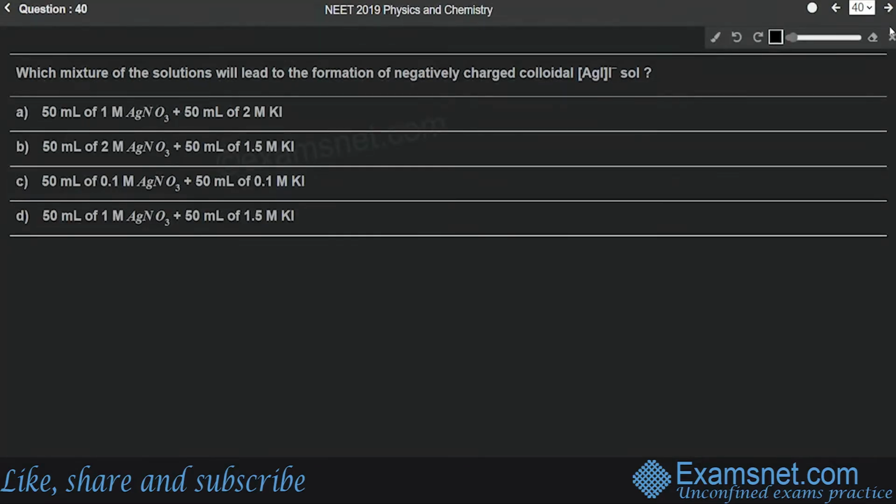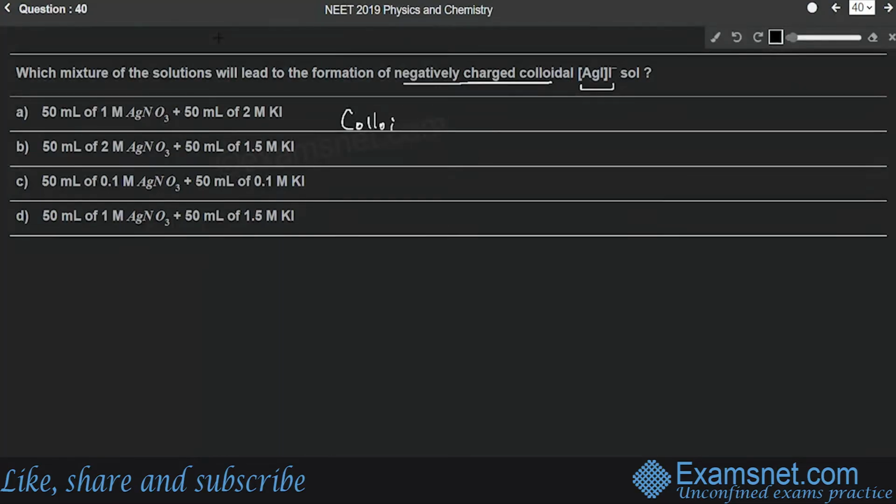Question number 40 is from the chapter Surface Chemistry, and the question is, which mixture of the solutions will lead to the formation of negatively charged colloidal silver iodide salt? Okay, so what is the reason for negative charge on the colloid? The reason is adsorption of common ion from the dispersion medium. Okay, so let's write it down here.